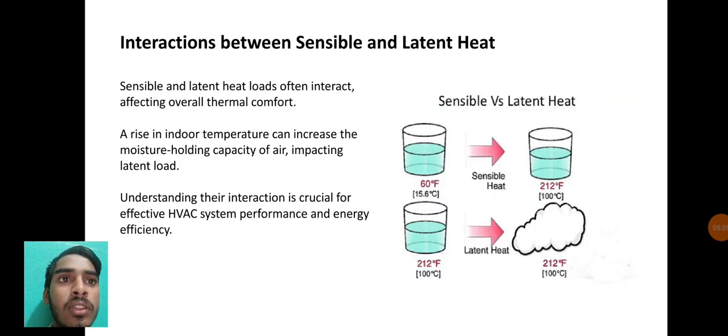Interactions between sensible and latent heat. Sensible and latent heat often interact, affecting overall thermal comfort. A rise in indoor temperature can increase the moisture holding capacity of air, impacting latent heat load. Understanding their interactions is crucial for effective HVAC system performance and energy efficiency.